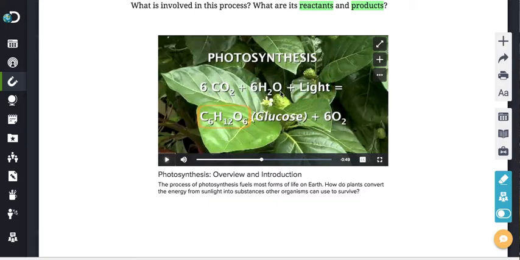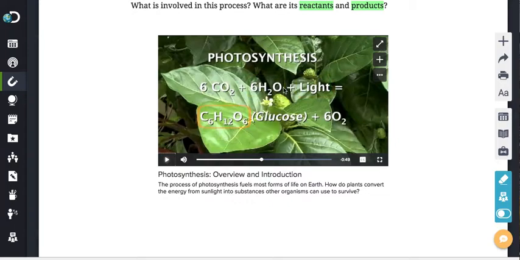It's using carbon dioxide and water mixed with light. And well, not mixed with light. It's using the energy from light. I need to make sure that that's clear. This is not a reactant. Light is not a reactant. That is just an energy source to make this reaction happen.